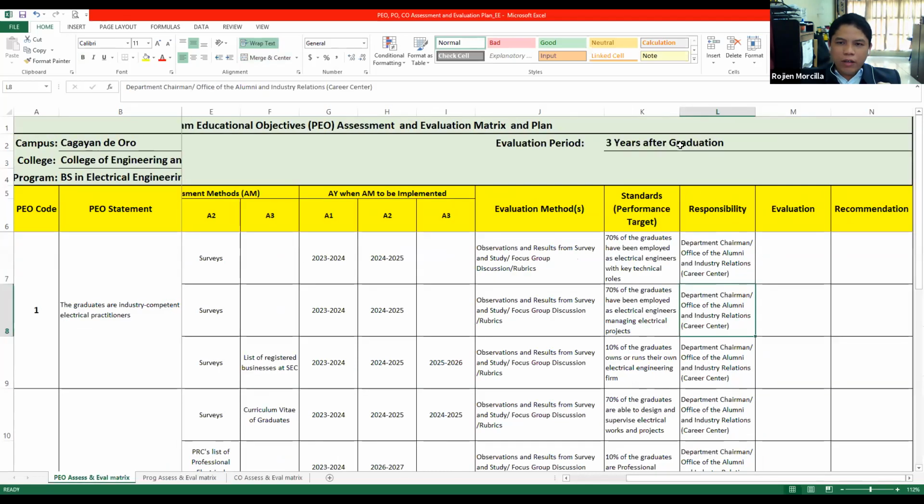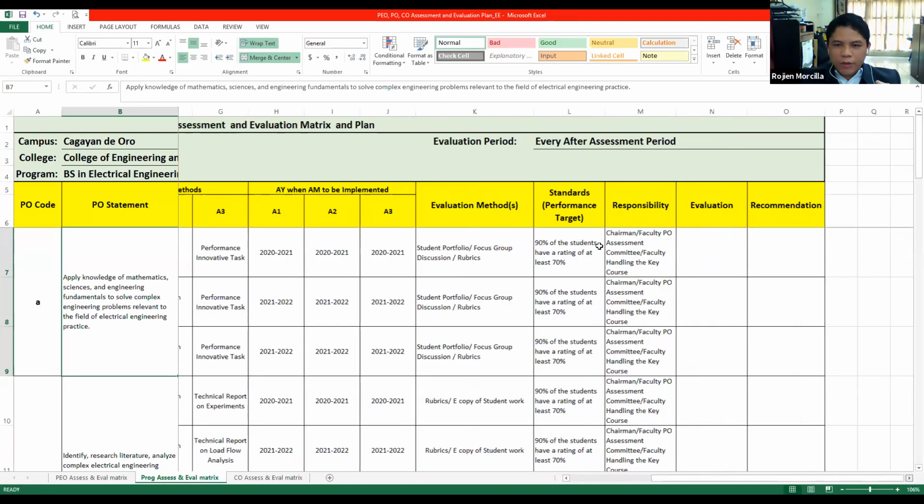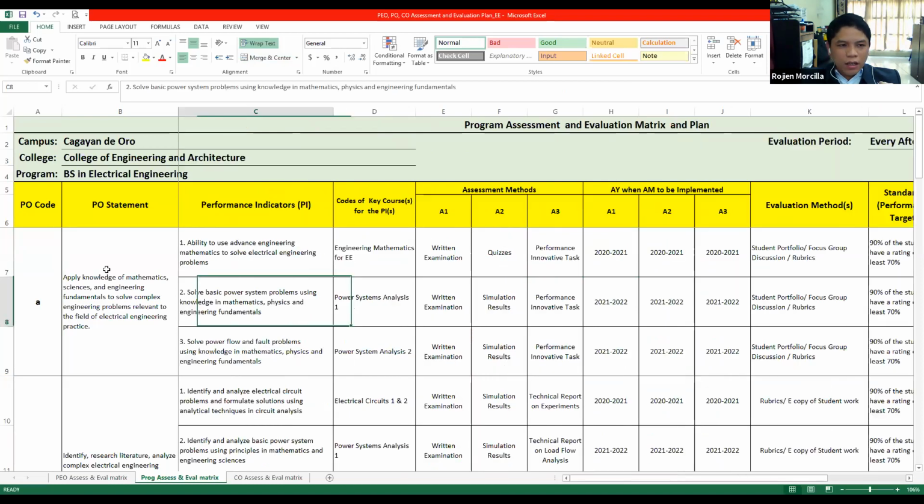For the PO, I said I will evaluate 3 years after graduation. I get the data now, but I will evaluate 3 years after. So for every PO there are indicators and responsibilities. The committee will use these to determine the evaluation result, then the recommendations. So every PI has a course assessment.